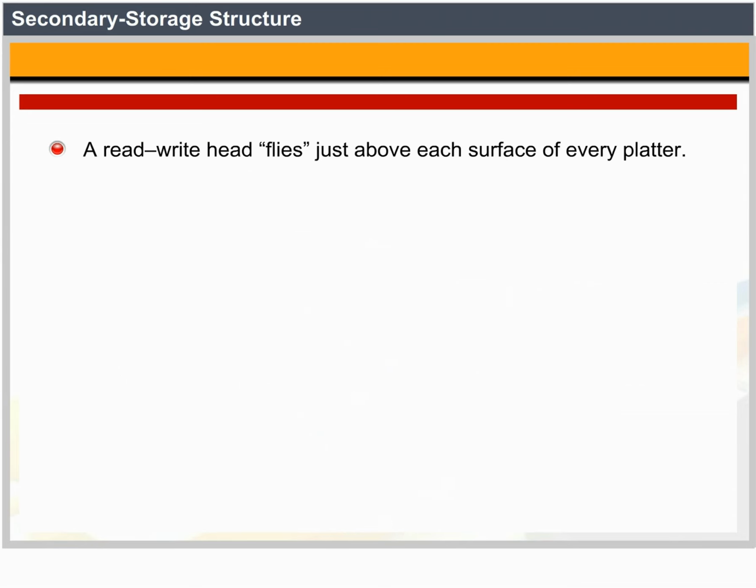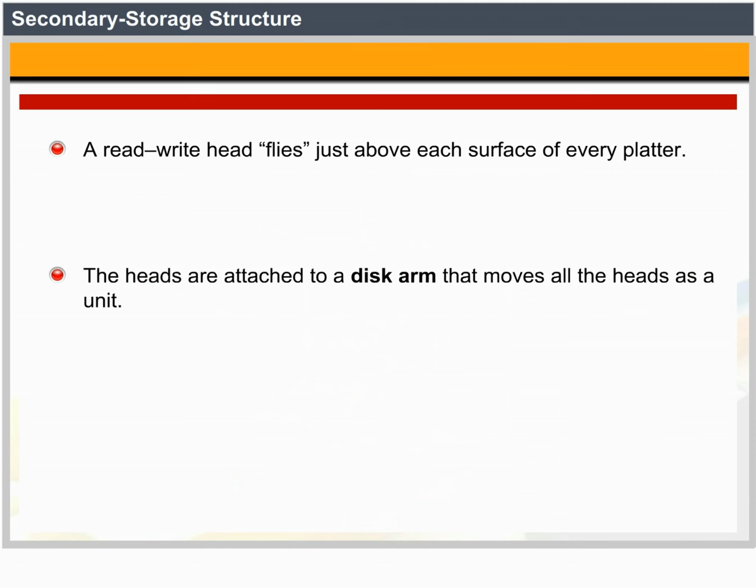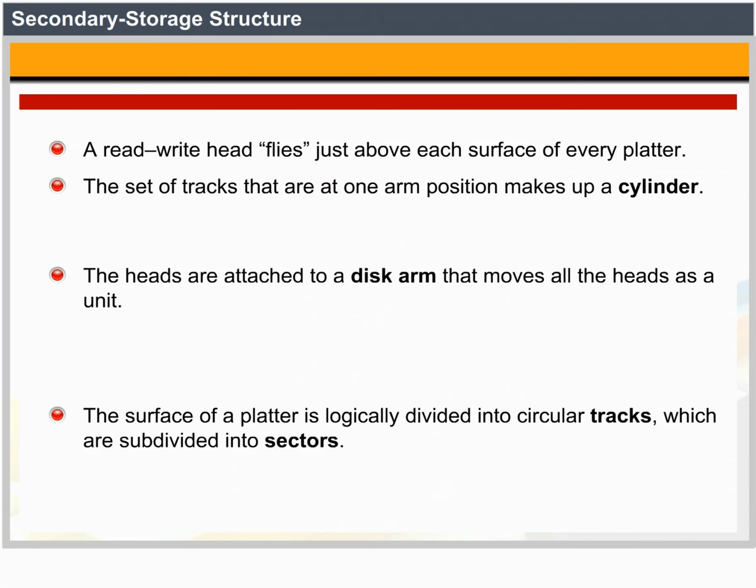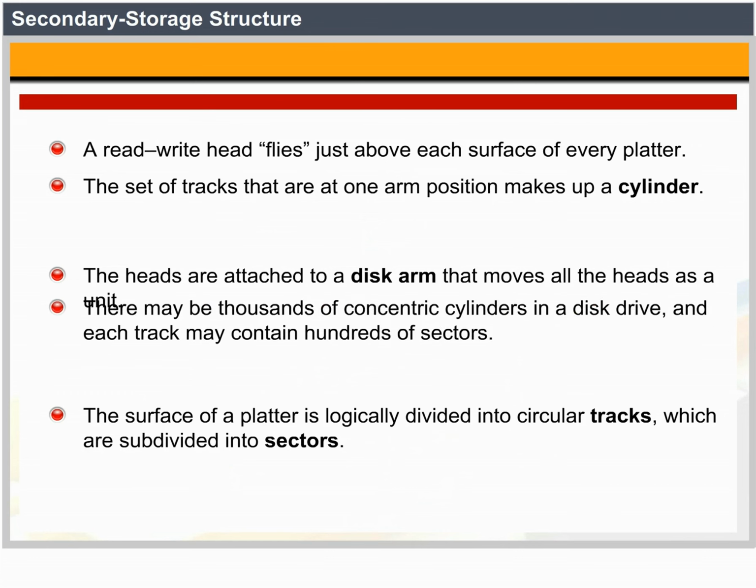The surface of a platter is logically divided into circular tracks, which are subdivided into sectors. The set of tracks that are at one arm position makes up a cylinder. There may be thousands of concentric cylinders in a disk drive, and each track may contain hundreds of sectors. The storage capacity of common disk drives is measured in gigabytes.